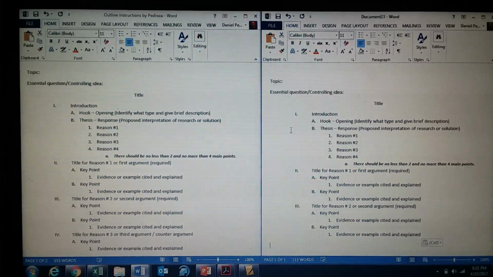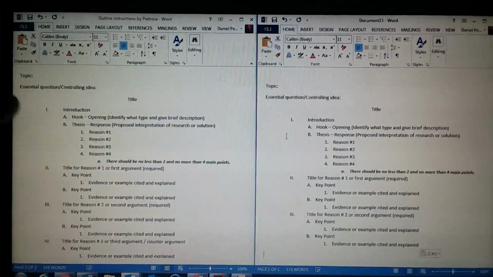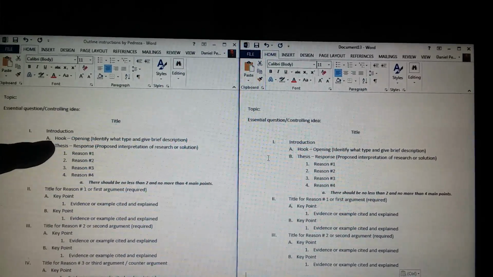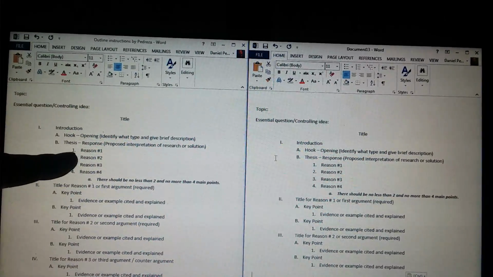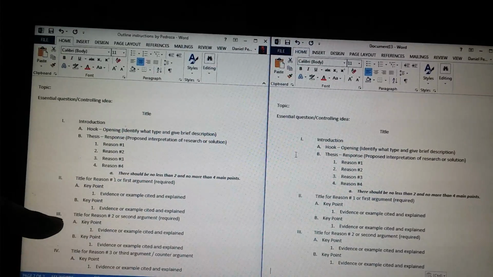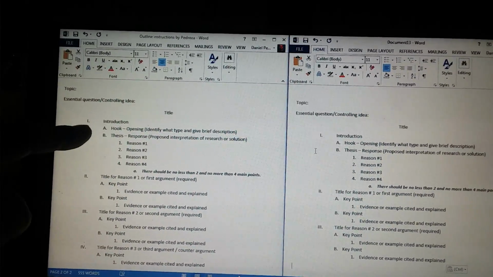Okay, here we have the template for the outline. Within the template, you have Roman numerals, then you have capital letters, and then you have regular numbers, okay? Each one stands for something else. So the Roman numeral is the first heading.